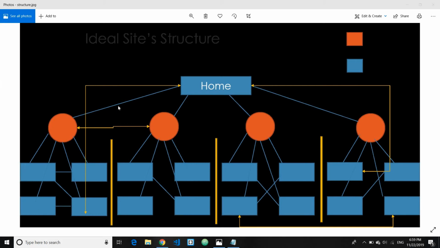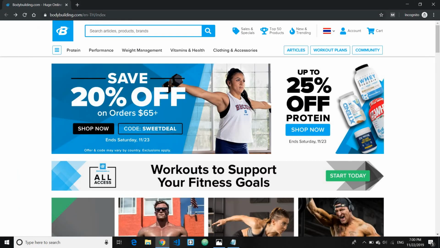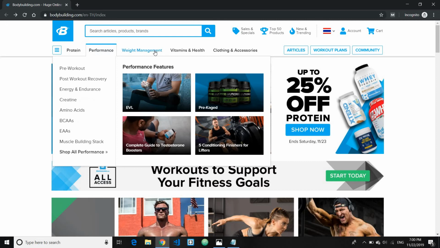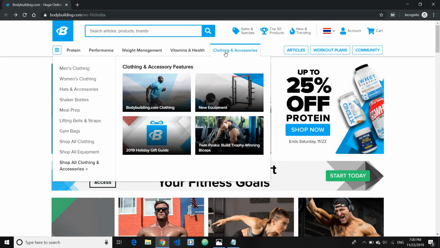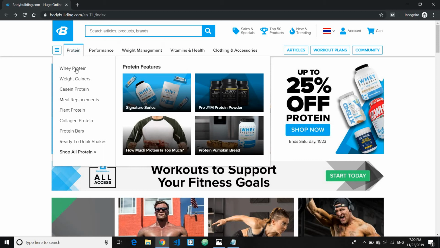And this particular site structure is also being utilized by many of the big websites out there, whether it's CNN.com, or there's one example which I wanted to show you, that is bodybuilding.com, which is a very huge bodybuilding and health e-commerce website. As you can see, this is the home page, and it is divided into 5 main categories: proteins, performance, weight management, vitamins and health, and clothing and accessories. And each category is further broken down into different subcategories.